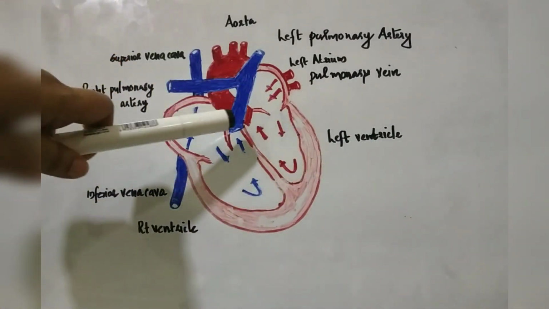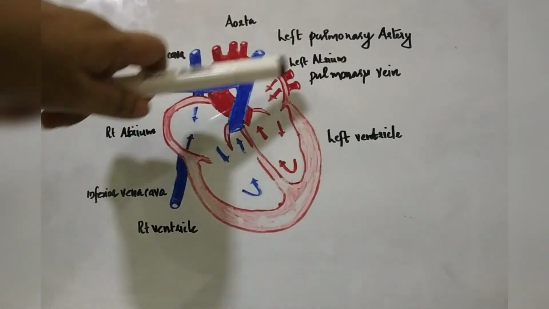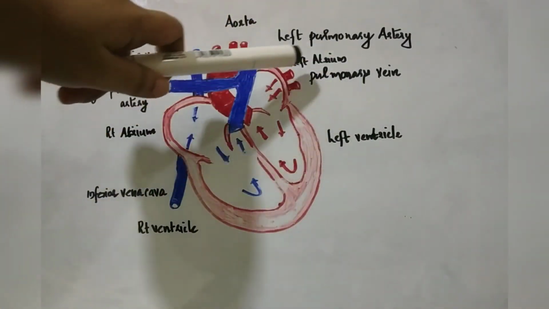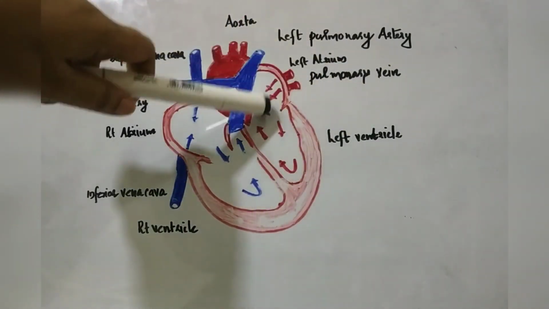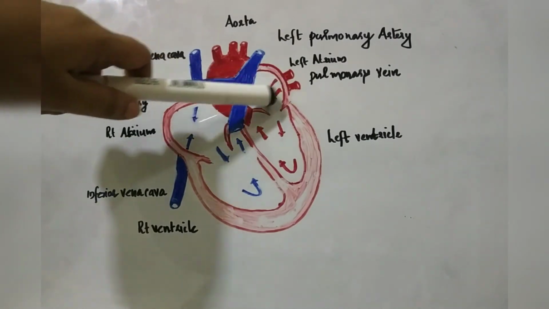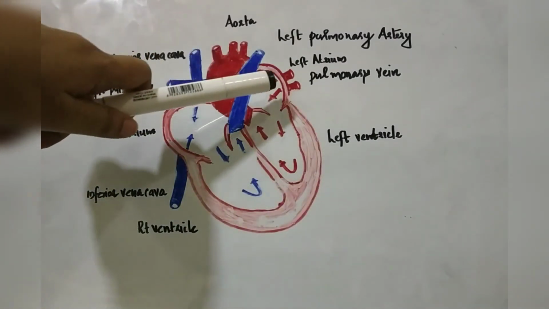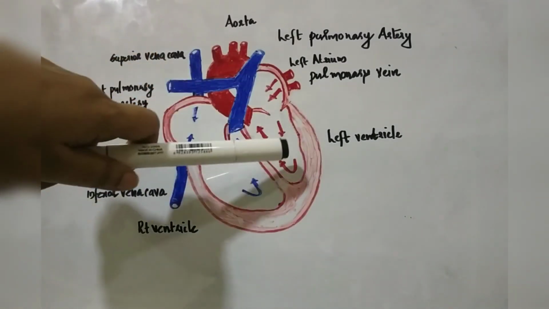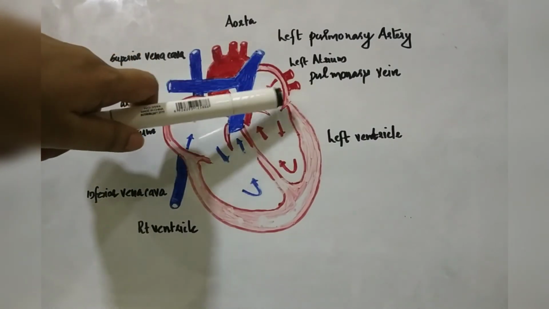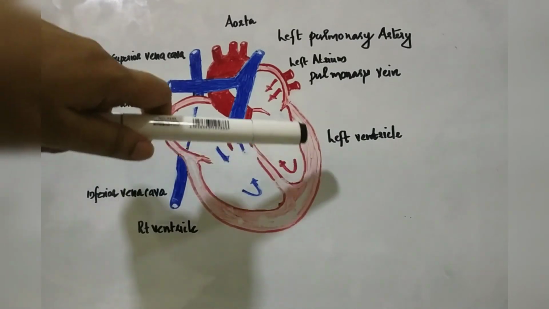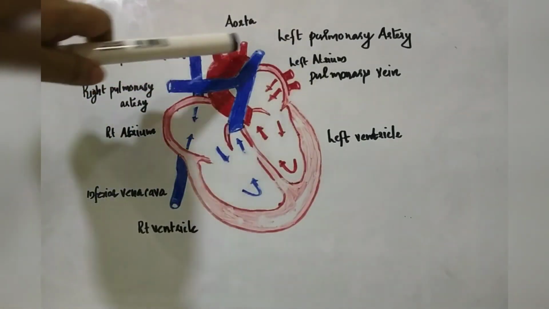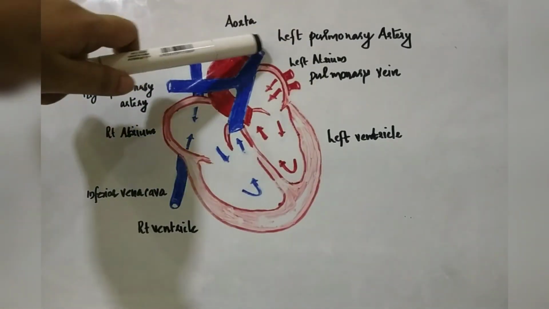So in the left atrium, the pulmonary vein, it carries the oxygenated blood from the lungs and it reaches the left atrium. And from the left atrium, it reaches the left ventricle through the bicuspid valve. And from the left ventricle, it is pumped to the whole body by means of aorta.